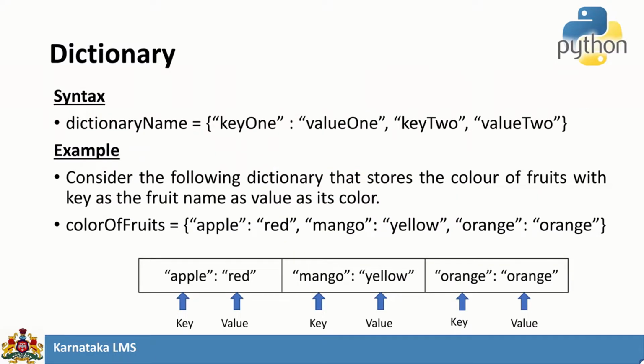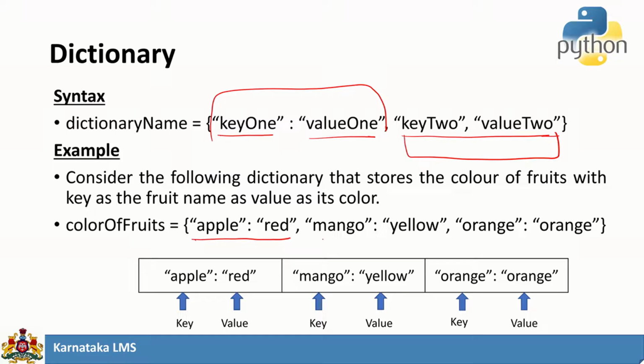Let us consider the syntax of the dictionary. Dictionary name is equal to key 1 value 1. This is what we call a key-value pair. Key 2 value 2 is another pair. So it is an unordered list of keys and values. In this example, I'm creating a dictionary of fruits and colors. Apple is red, mango is yellow, orange is orange. This is the first element, the second, and the third element.